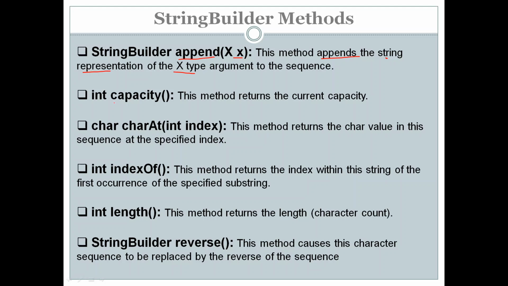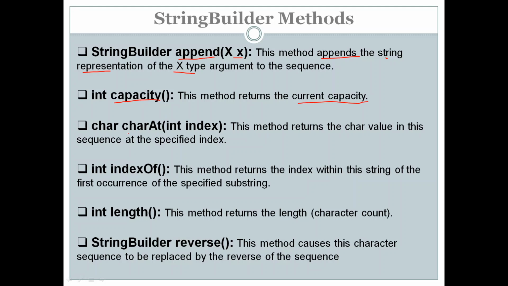Then we have the next method, capacity, which returns an integer. This method returns the current capacity of our string, the number of characters which can be stored in the string builder. That is the method capacity.